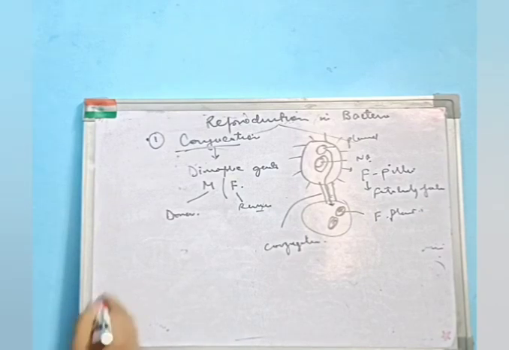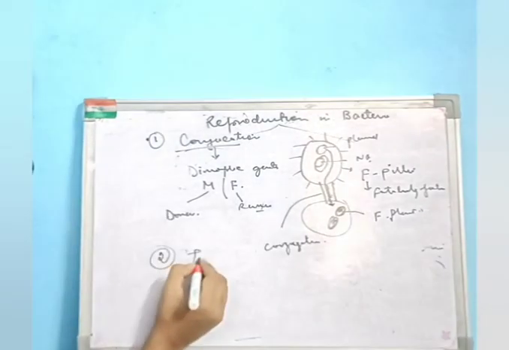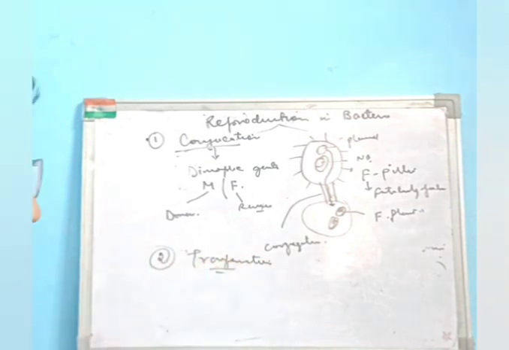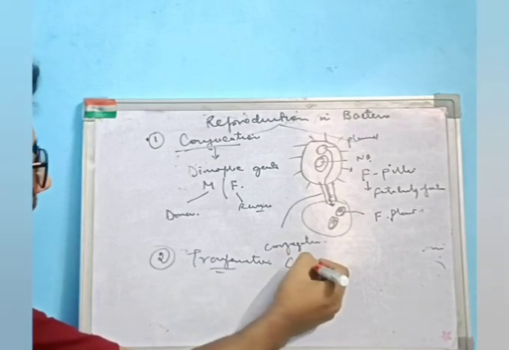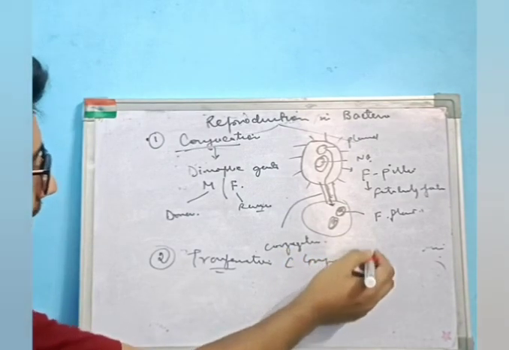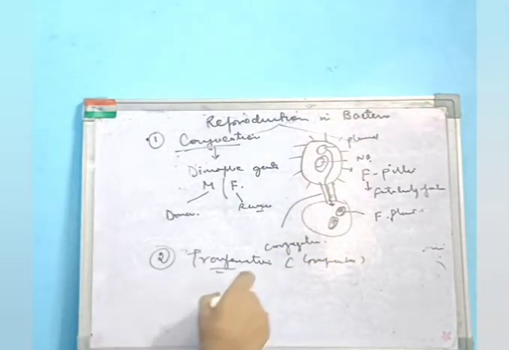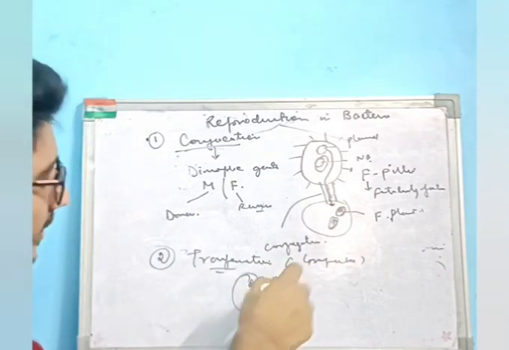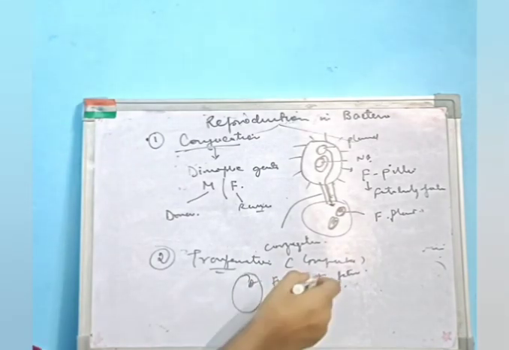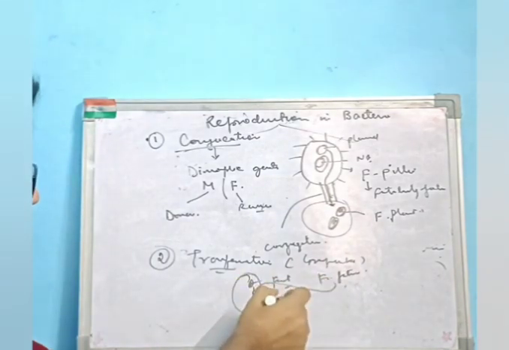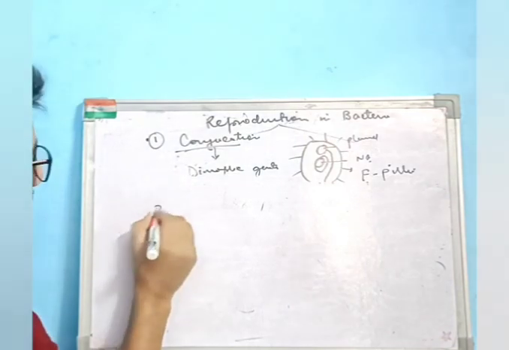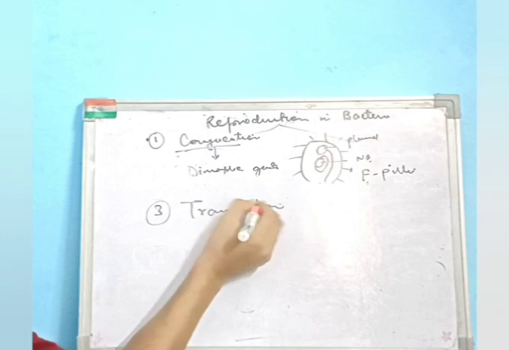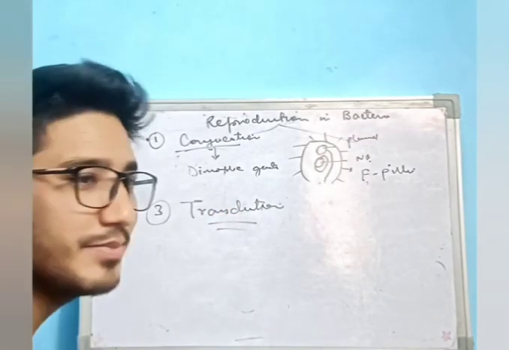So let's talk about another one, which is transformation. Transformation was first discovered by Griffith with an experiment on a bacterial cell. In transformation, the F plasmid or F factor is in the environment, and from the environment this factor is taken up by the bacteria. The third part is transduction. So how does transduction take place in bacteria?